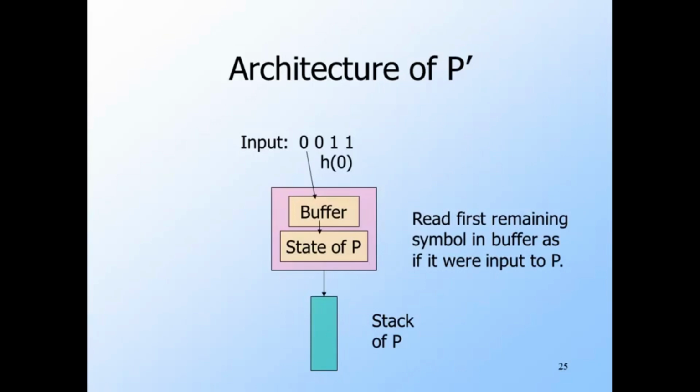However, the symbol is removed from the front of the buffer, so the next time P needs a real input symbol, it gets the second symbol of H of 0. The simulation proceeds in this manner until all symbols of H of 0 are consumed from the buffer. At that point, P prime can apply H to its next input and refill the buffer.